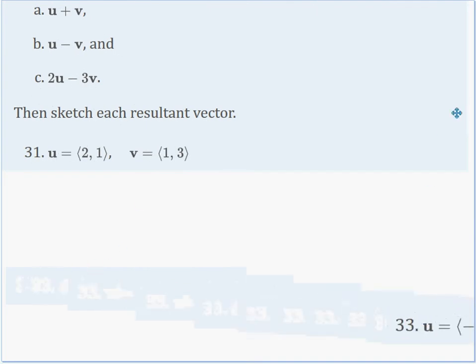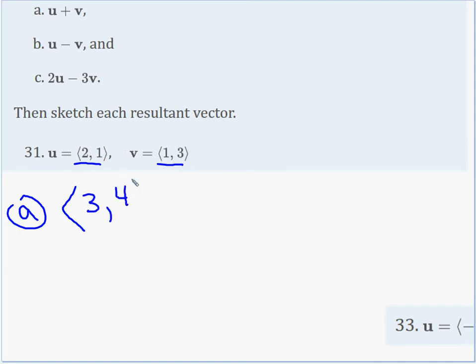Okay, first one. Part A, u plus v. So here's my u, here's my v. I'm just going to add the first components, 2 and 1 is 3. Add the second components, 1 and 3 is 4. There's my answer.